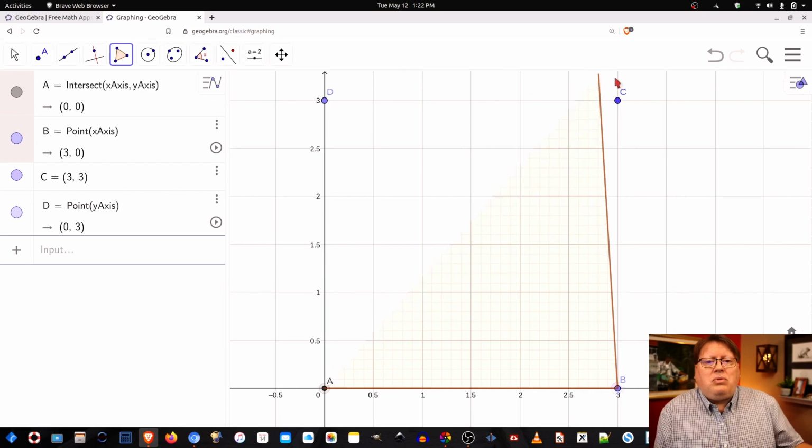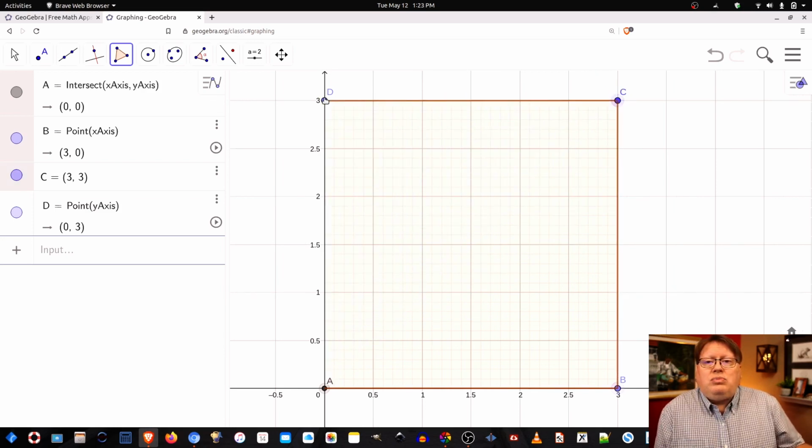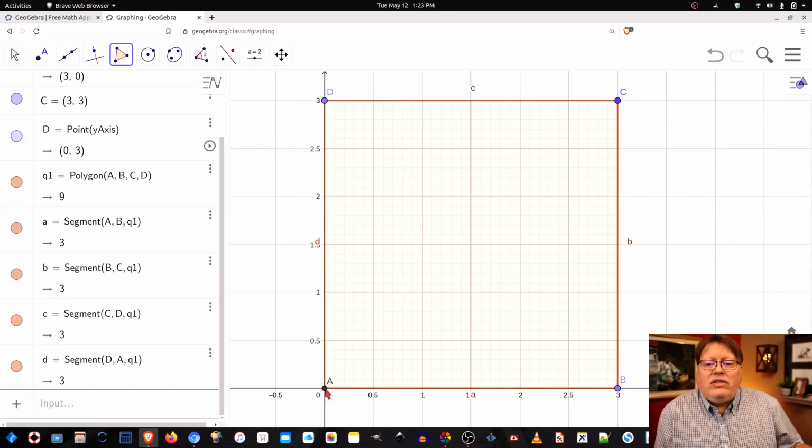Then I'm going to go up to point C. I'm going to click on that point. I'm going to go to point D. I'm going to click on that point. And then back down to our starting point, which is A, which you can see is shaded here in black. And then click on that, and it will close the polygon.